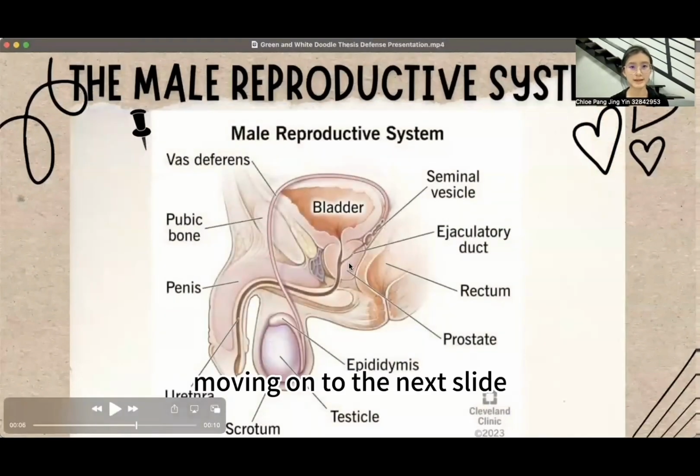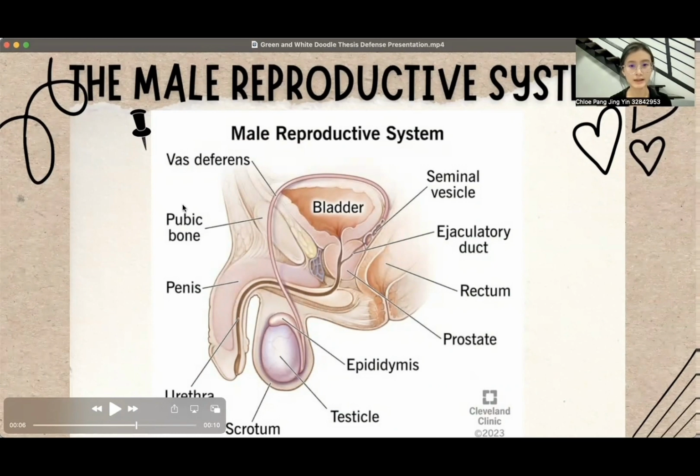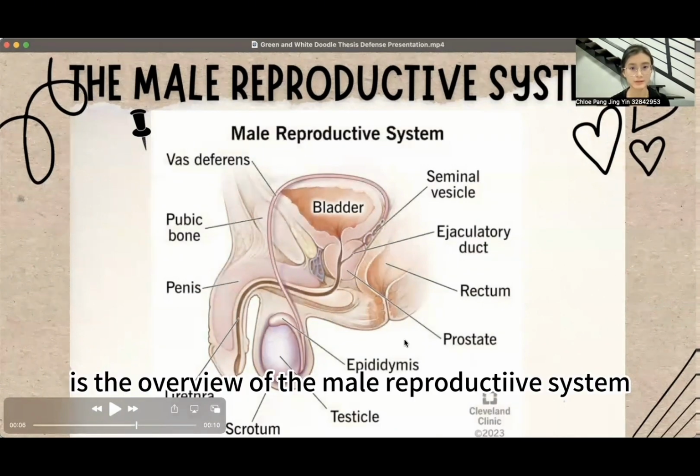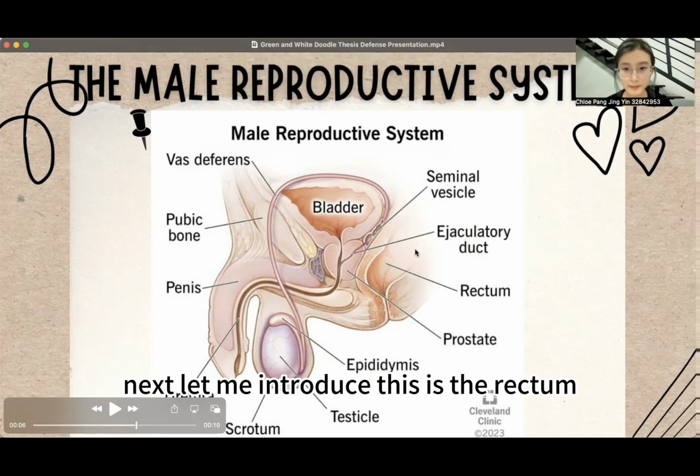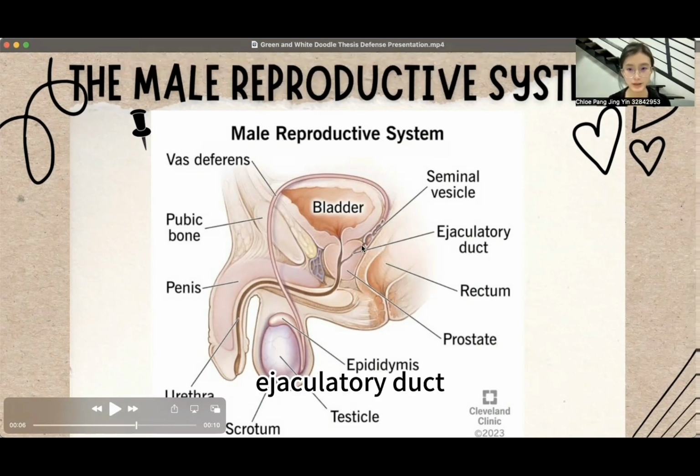Moving on to the next slide, this is the overview of the male reproductive system. As I mentioned before, this is the bladder, this is the pelvic bone, and this is the penis, and this is the urethra, scrotum, testicle, epidermis, and the prostate. Next, let me introduce, this is the rectum, and this part is the ejaculatory duct, seminal vesicles, and the last one is the vas deferens. That's all for me. Bye-bye.